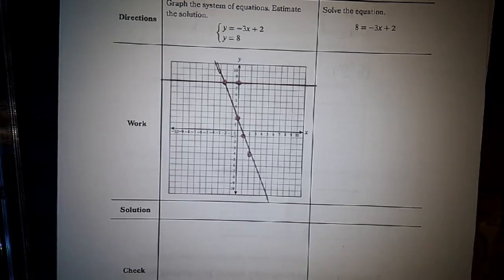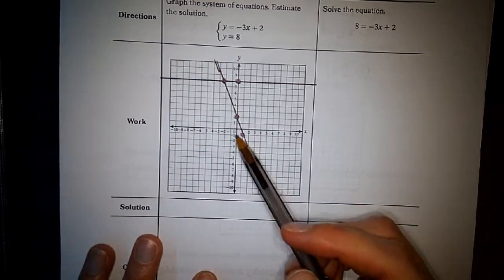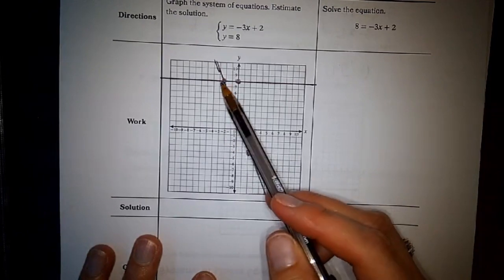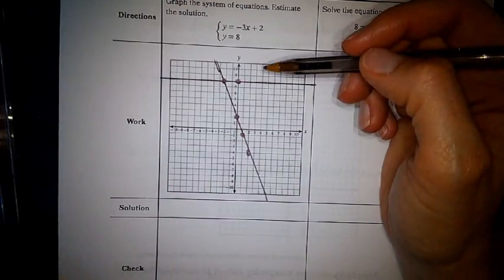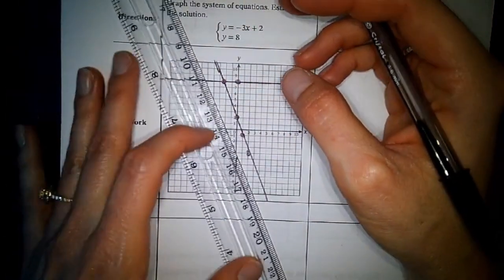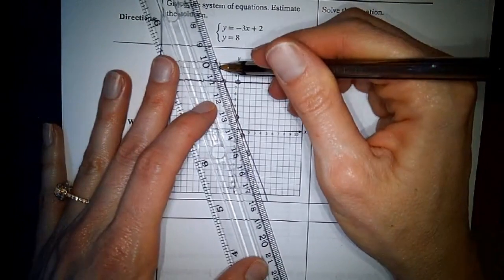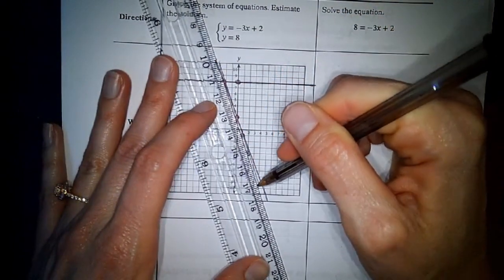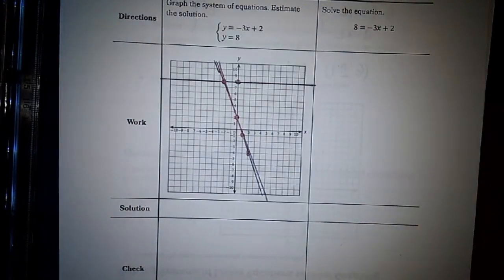Let's see if we can figure out an estimation. Well, it can't be -2, 8 because it's crossing at a different spot. Unless it's just my line. Hold on, let me just check my line. It could just be my line. Yeah, it's not quite -2 though. Do y'all see that? It's not quite -2. A little bit past it.